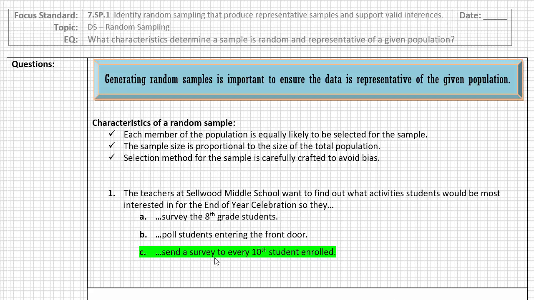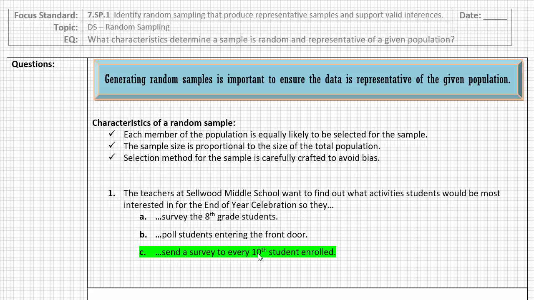If you said C, send a survey to every 10th student enrolled, I would agree with you. Let's talk a little bit about why. If we survey only the 8th grade students, that means that not every member of the population is equally likely. That doesn't include 6th grade students or 7th grade students. So it would not be a random sample. What about polling students entering the front door? Why might that be a problem? Well, at our school, only the 7th grade students enter at the front door. So once again, we're in the same boat as we were with A.